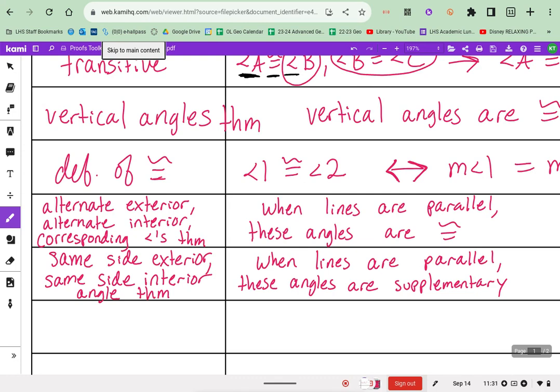I'm also going to give you the definition of supplementary because we'll use that too. So, definition of supplementary. And this one I'm going to write like an example, kind of like we did the definition of congruent. So I'm going to say, let's say that we have angle 1 and angle 2 are supplementary.